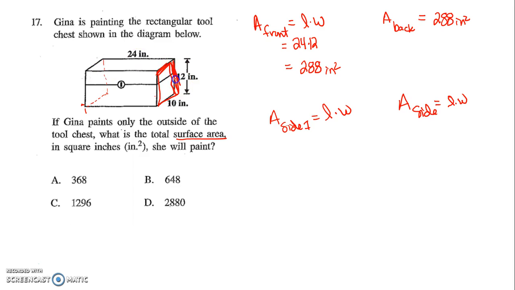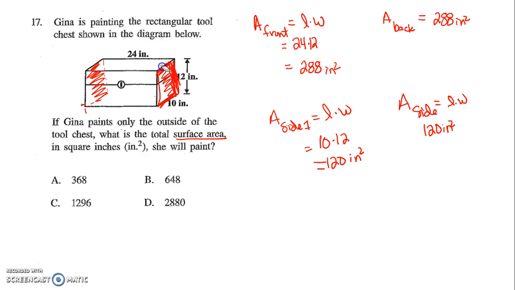So if I look at the dimensions of this side of the box, I can hopefully clearly see this will be 10 by 12. So that will be 10 times 12. And what's 10 times 12? 120 square inches. And if this side of the box is 120, the area on this side of the box will also be 120 square inches, or inches squared.